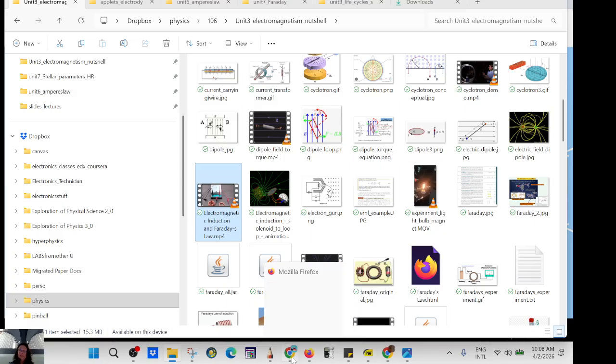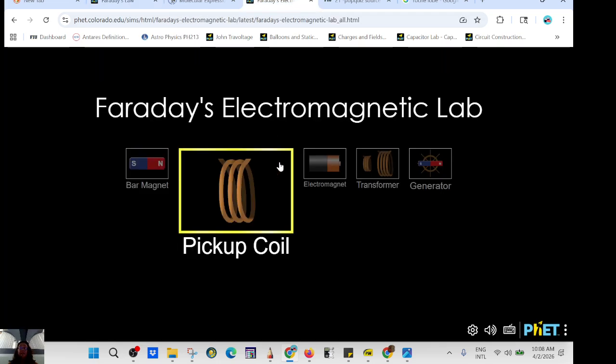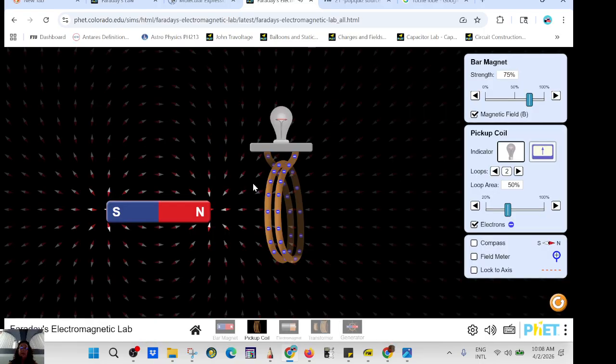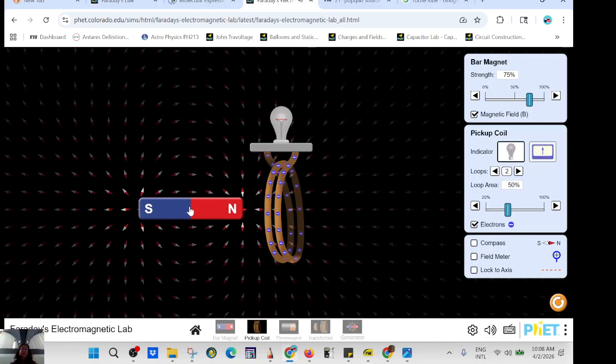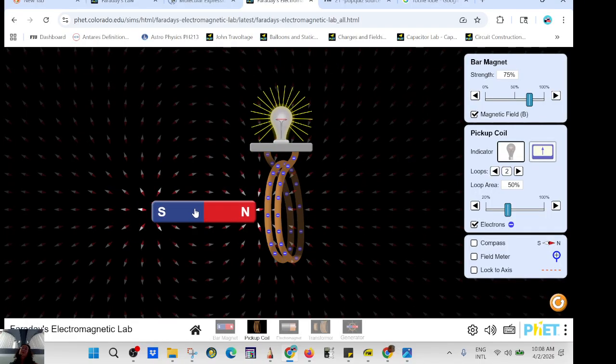Good. So it makes it easier to understand. Okay, let's see. Okay, so again, in and out here, you see it's alternating current.